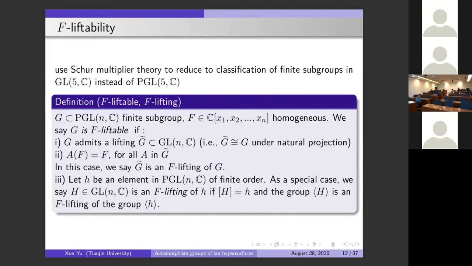Okay. As a special case, an element of finite order in PGL has an F-lifting if h equals some capital H represented by a matrix and AF equals F for the capital H. So the group generated by capital H is an F-lifting of the group generated by small h.